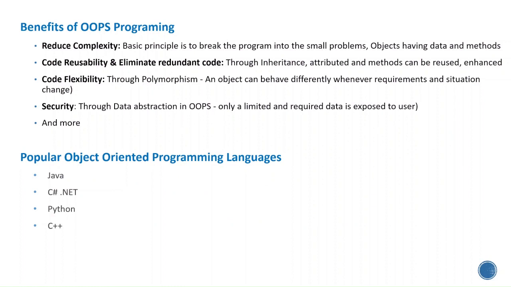Four benefits, or there are more actually to call out from OOPS programming. It reduces complexity because we are breaking everything into small templates and create objects out of it, which has their own data and methods. Code reusability and redundant code elimination, because we are doing inheritance and we reuse the class codes and attributes. Flexibility, we can have multiple flavors of similar methods with dynamic or static polymorphism. Security, when we hide the unnecessary data and function of a particular class or an object, that's how we achieve the data abstraction.